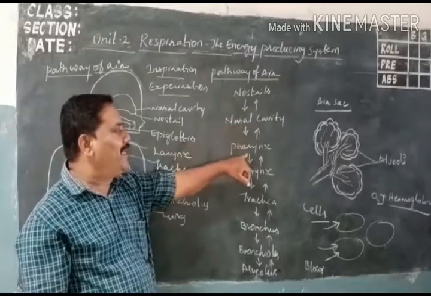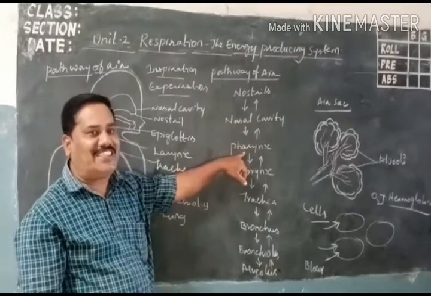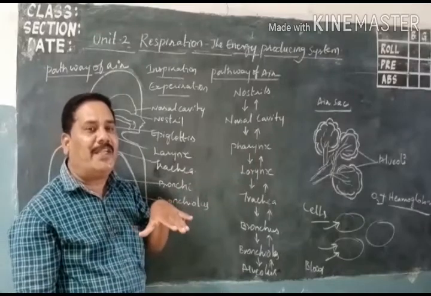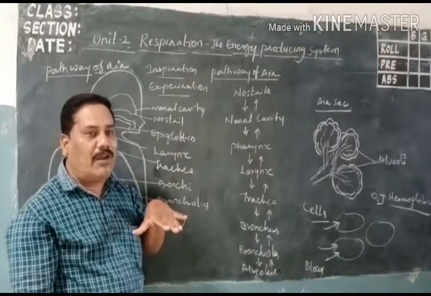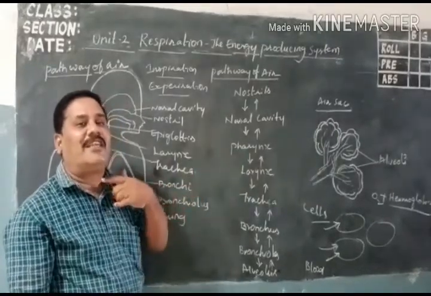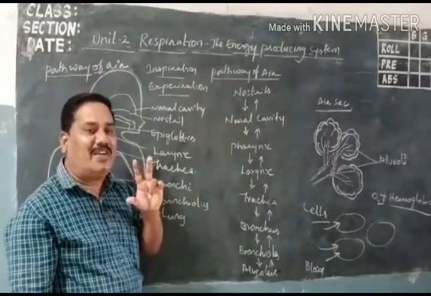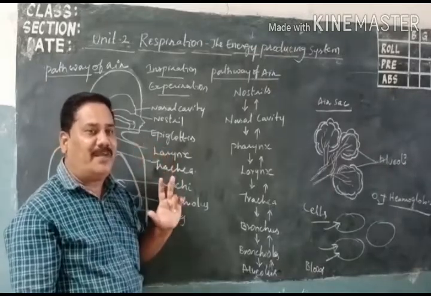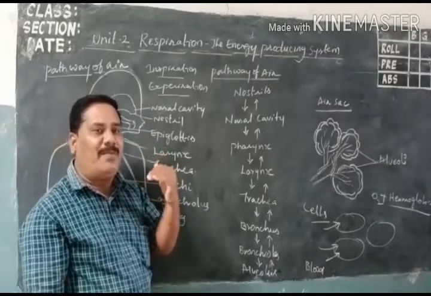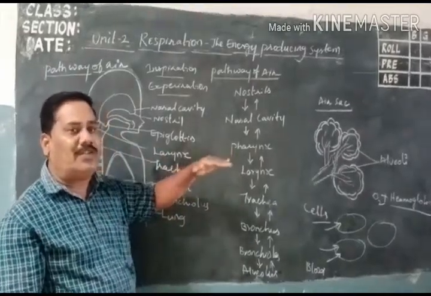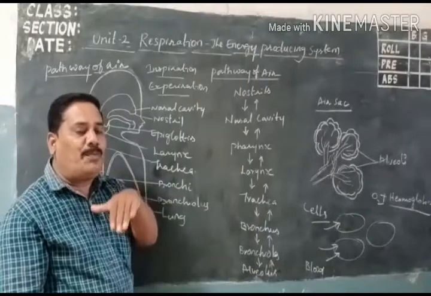The nasal cavity opens into the pharynx. The pharynx has a lid-like opening part called the epiglottis. Here the pharynx is connected to two pipes: one is the air pipe, the windpipe, and the other is the food pipe. When they are connected to the pharynx, they open and close. When air enters, the food pipe closes.